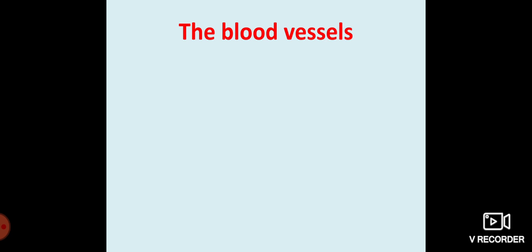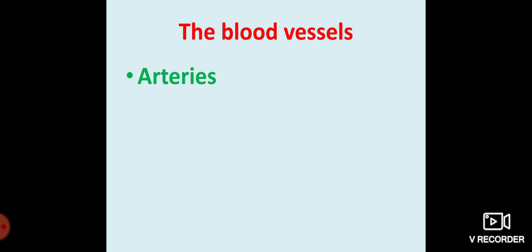Next is blood vessels. We know that the circulatory system consists of blood vessels and the heart. The blood is carried to different parts of our body through the long tubular blood vessels.